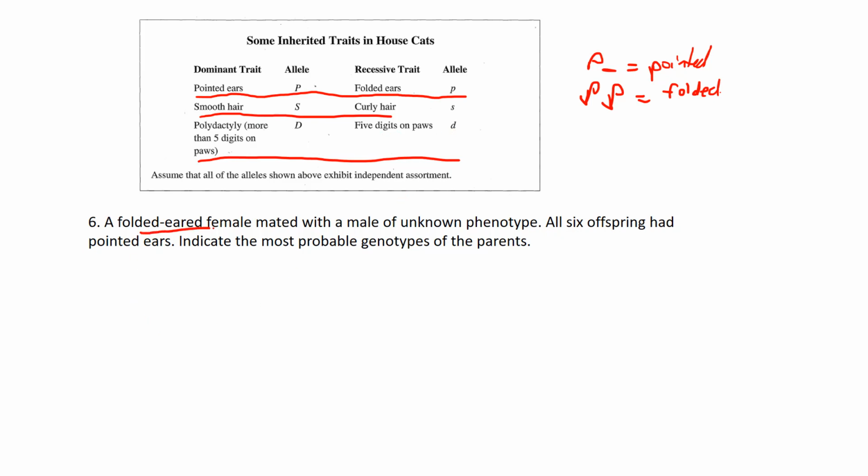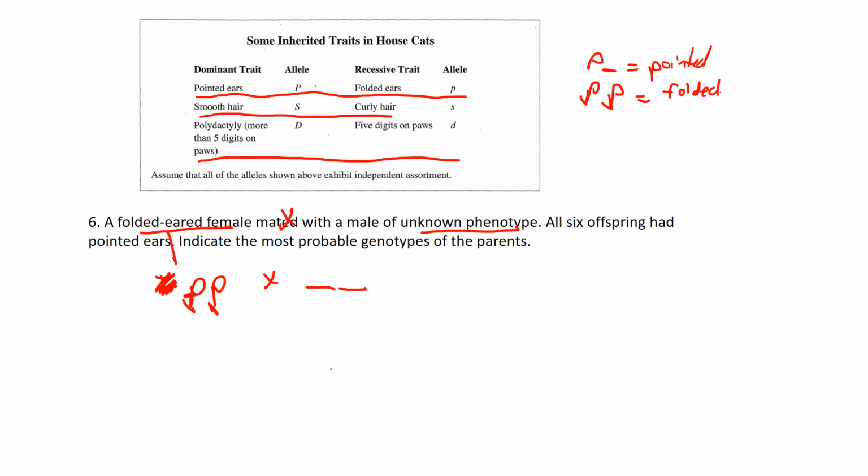But let's look at this first question here, number six. It says a folded-eared female mates with a male who is of unknown phenotype. So we don't know anything about this phenotype here. So let's put what we do know. If it's folded, the female is going to have little p, little p. We know that. And she's crossed with a male who's unknown. So we know nothing about this guy, so we're just going to put two lines to show that.